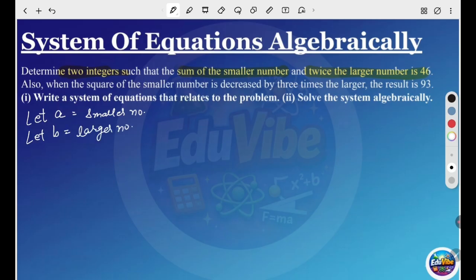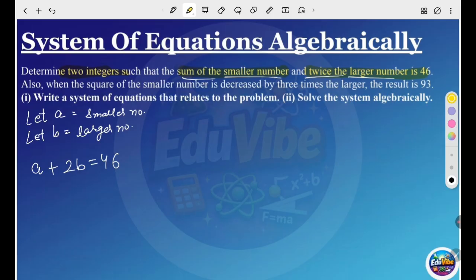So, letting this be... They tell us that the sum of the smaller number, which is a, and twice the larger number. This means 2b. Twice means 2 into b, which is equal to 46. So you get the linear equation from there. So that's the English work.